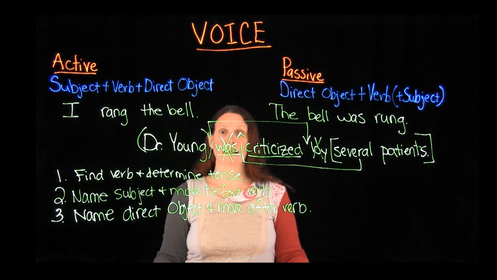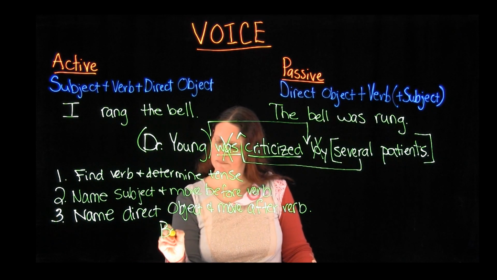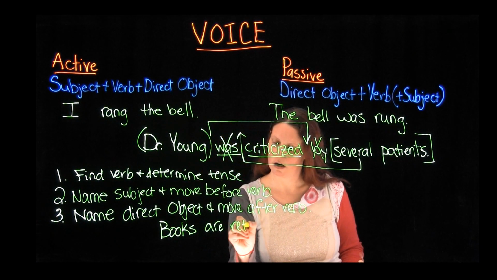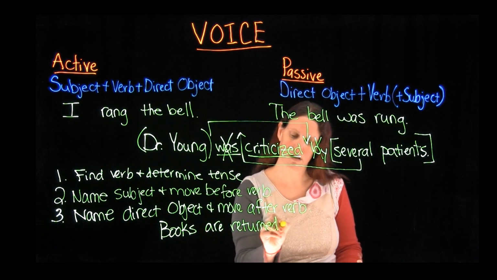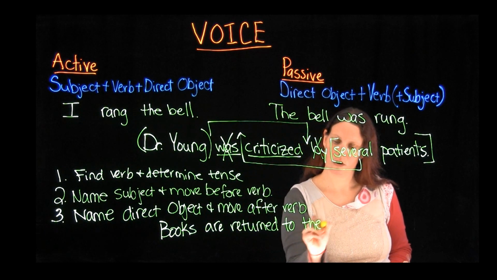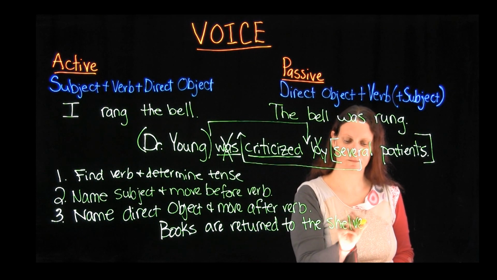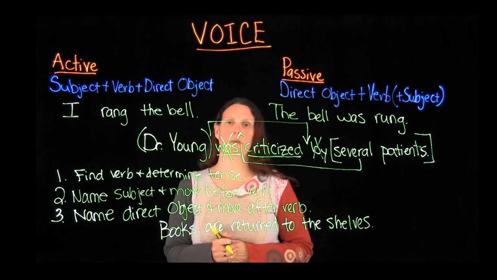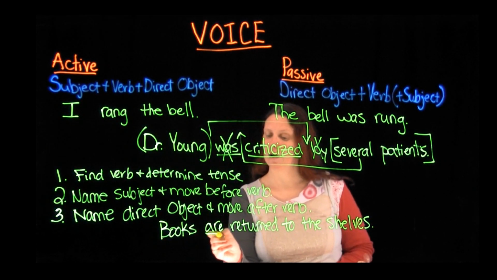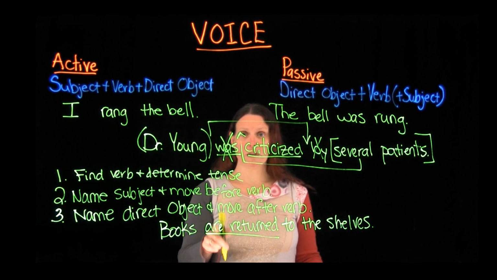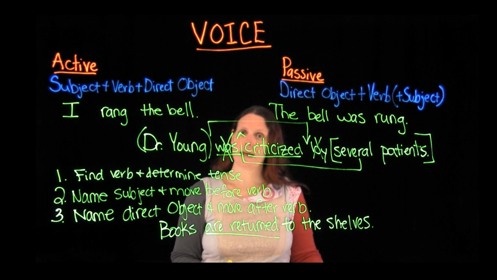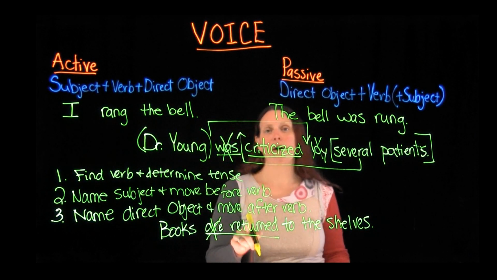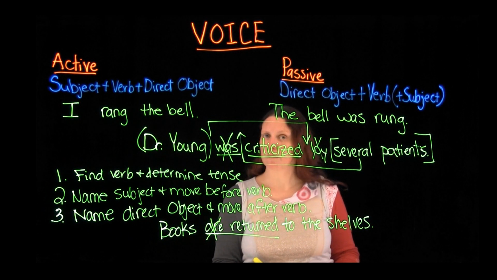Let's take a look at another example. Books are returned to the shelves. We are going to follow the same steps we just did. We're going to find our verb and our helping verb. The form of the to be verb here is are. That's in present tense. So actually what we're going to do is delete it, but it's telling us we need returned to be in present tense.